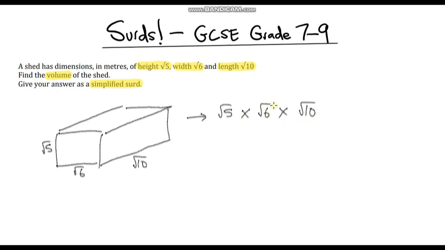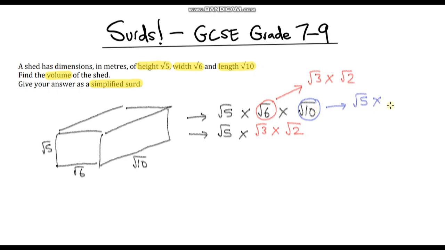However, we can split these surds up. Let me just show you what I mean. So √5, we can leave that as √5 times, now instead of writing √6, that is the same as √3 times √2. Okay, using our surd properties, √6 is exactly the same as √3 times √2. So I'm going to write that. And then if we do the same with √10, I know that the square root of 10 is the same as √5 times √2. So we're just going to multiply it by √5 times √2.